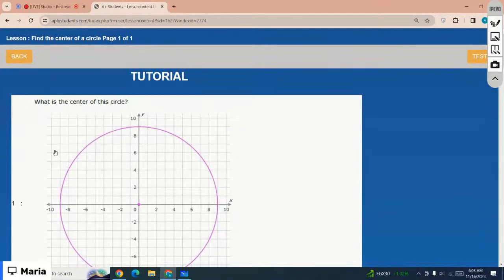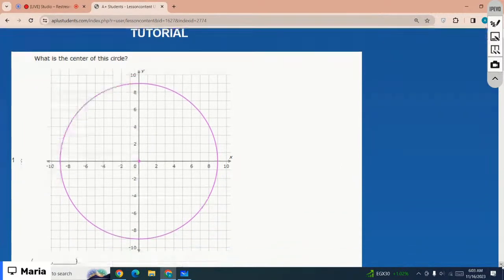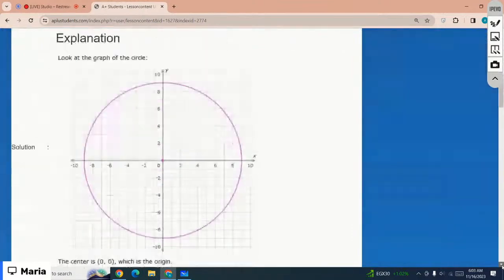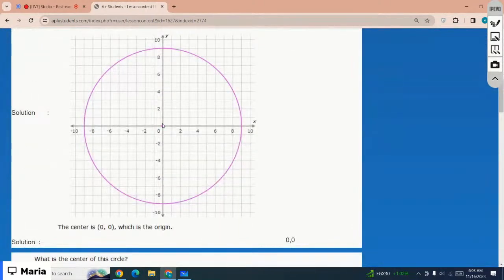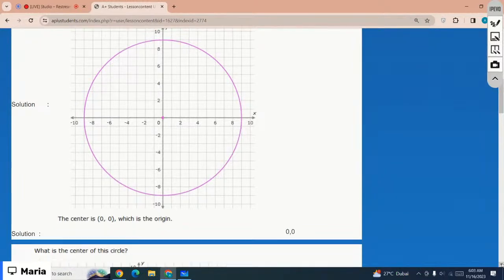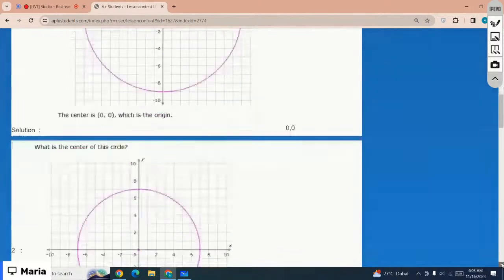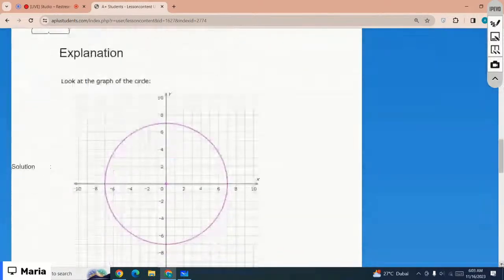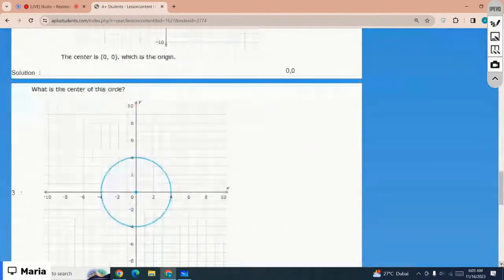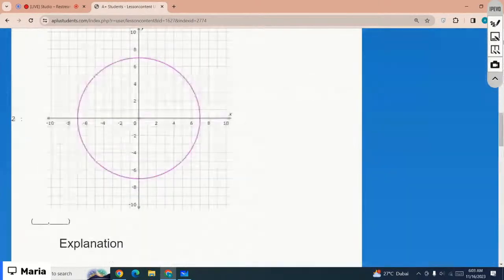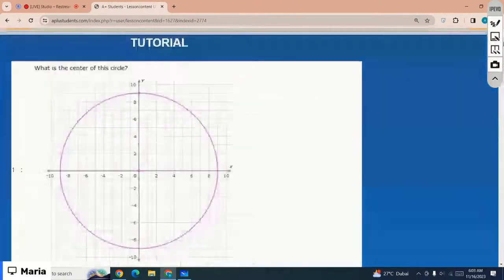So let's just start with the first example. What is the center of the circle? So the center of the circle is at the origin. You can see this one. That is 0, 0. So center of the circle is 0, 0. Got it? Okay, let's just start with the practice questions.